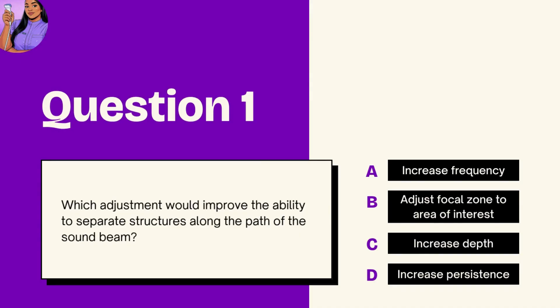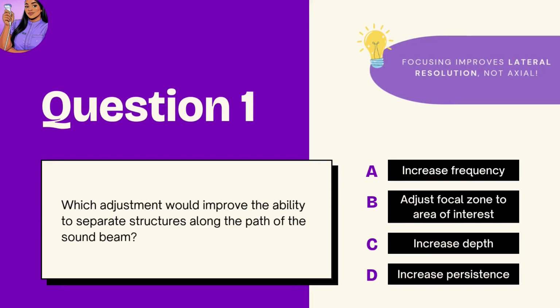So A says to increase the frequency. We like this option because remember I said higher frequency shortens the pulse, which improves axial resolution. But let's keep going. Now B says to adjust the focal zone to the area of interest. Don't get trapped here. Yes, focusing does help with resolution, but it helps with lateral resolution, meaning if you adjusted your focal zone, you would be fixing that ability to separate structures that are side by side, which is across the beam, not along the beam. So please don't get confused here.